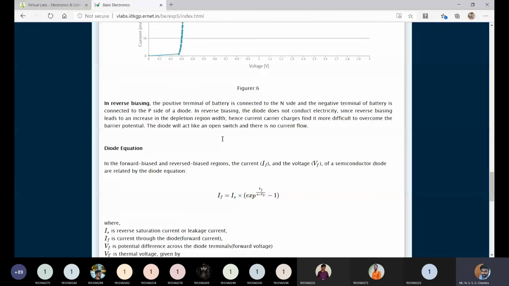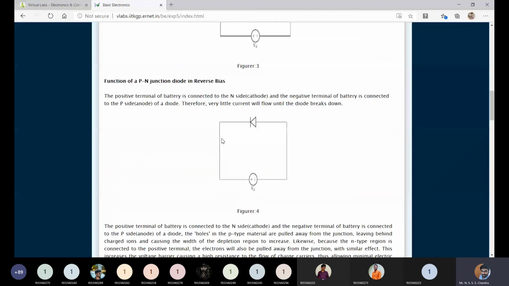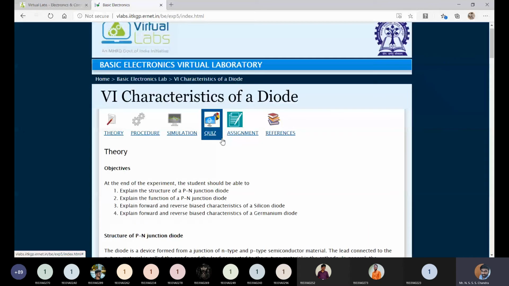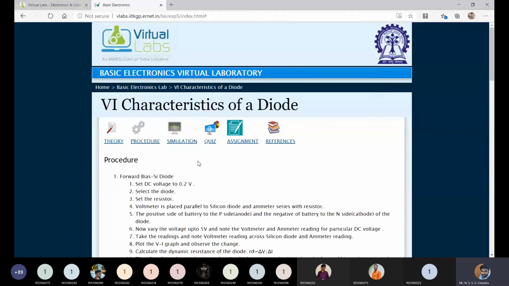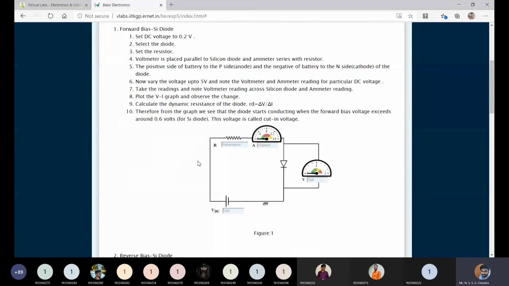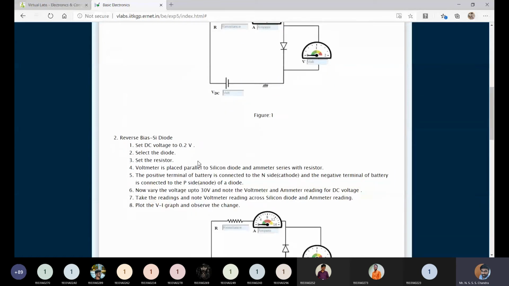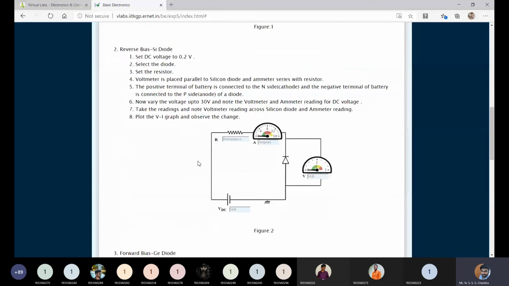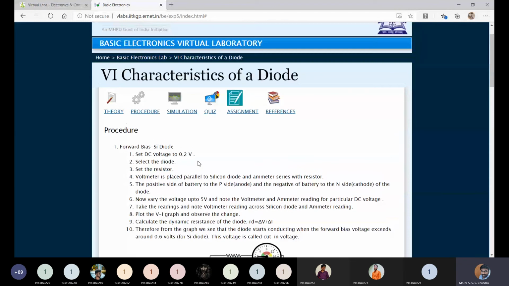So now what we'll be doing is the virtual experiment to get the VI characteristics. If you want to check the experiment, once you read the theory, you can go for the procedure. The procedure is also given. It's for a silicon diode. The experimental diagram is also given, for forward bias, for reverse bias, everything.